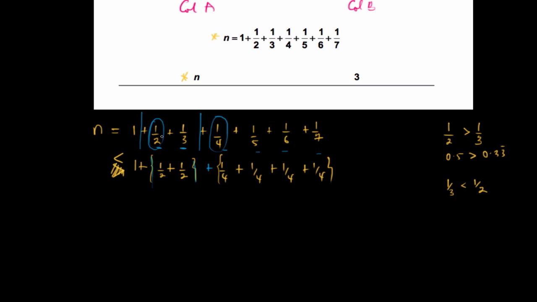So this statement here is valid. That is, what you have here is less than what you have here. Why? Because 1 over 5 is less than 1 over 4, 1 over 6 is less than 1 over 4, and 1 over 7 is less than 1 over 4.